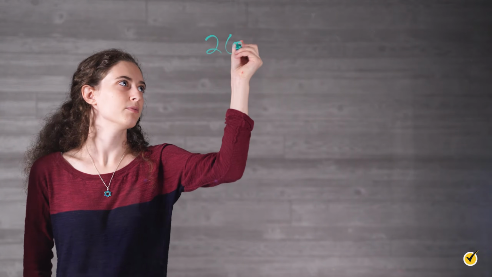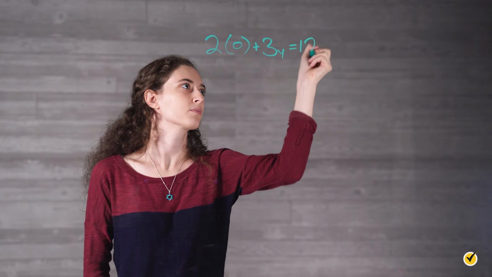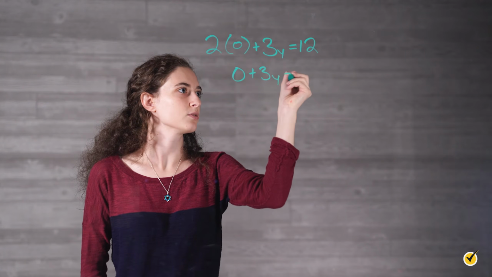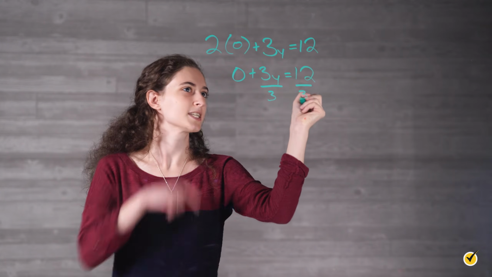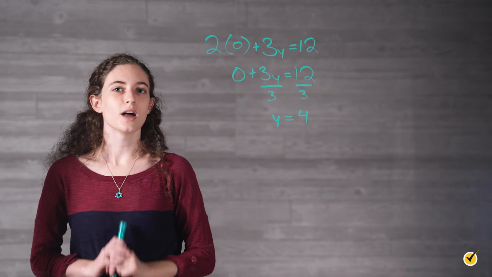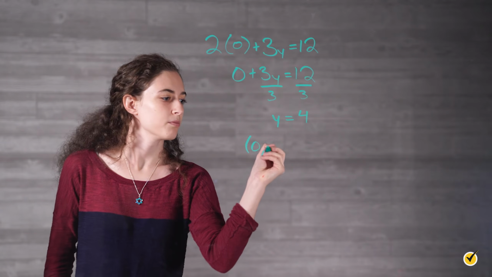2x plus 3y equals 12. The y-intercept can be determined by substituting x equals 0 into the equation and solving for y. 2 times 0 plus 3y equals 12. 0 plus 3y equals 12. Divide by 3 on both sides. Because the 0 doesn't matter, it won't change anything, and you're left with y equals 4. The line crosses the y-axis at the y-intercept 0, 4.